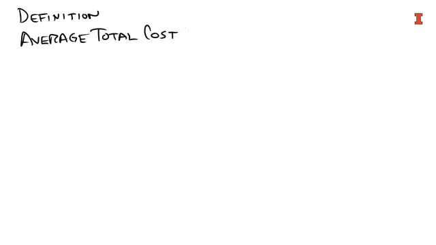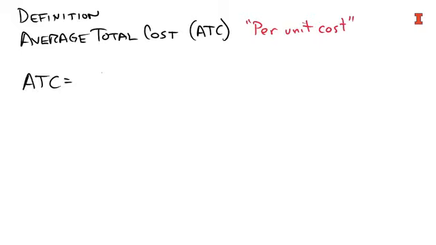So we'll start with a definition, and we're going to define something called average cost. It's really average cost, but we'll be a little bit more formal and say average total cost, which we will start using the shorthand of ATC for average total cost. And average total cost is just basically per unit cost. That's the way to think about average total cost. It's defined as the ratio of total cost to output.